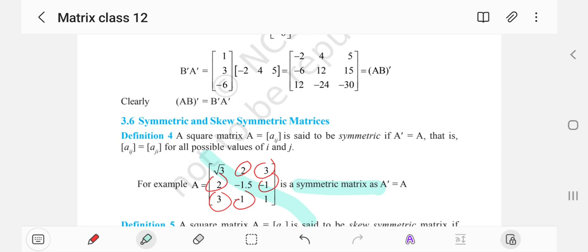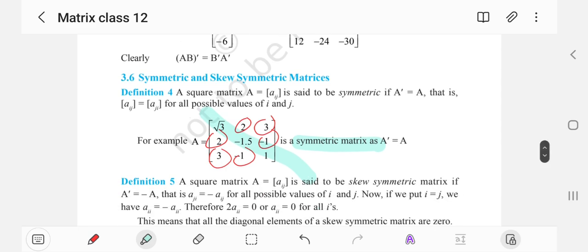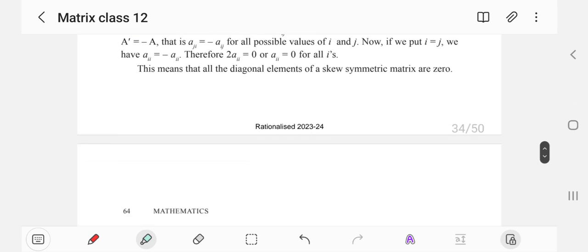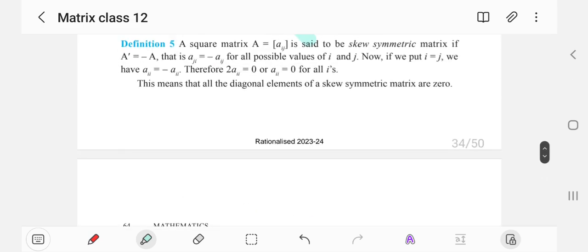This is a very important thing you need to understand. In the skew symmetric matrix, our concern is with the diagonal elements. All the diagonal elements should be 0.